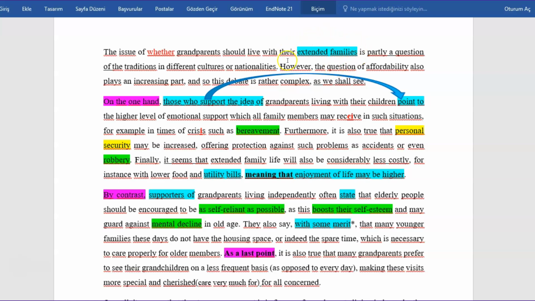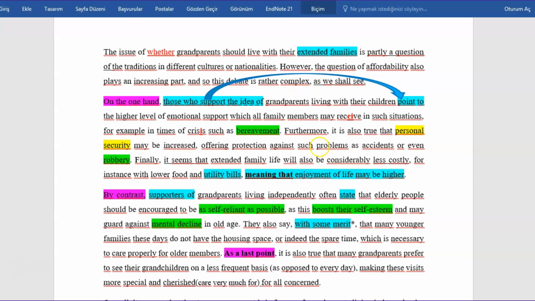Remember vocabulary such as extended families. On the one hand, nice conjunctions, right? Those who support the idea of grandparents living with their children point to the higher level of emotional support which all family members may receive in such situations, for example, in times of crisis, such as bereavement.